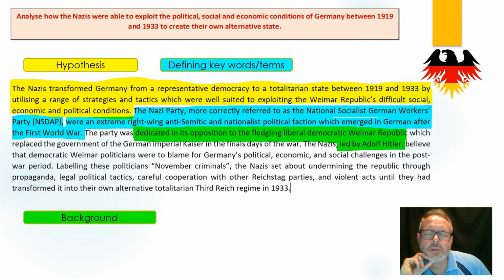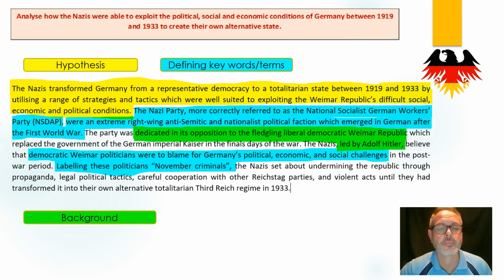Now, there's a few bits in here where I could argue background information is used, and sometimes you might even argue that parts of the definitions are background information. But here, you can see, this idea of it being a fledgling liberal democratic Weimar Republic isn't really defining Weimar, but it is giving us some further background as to what kind of government it was. I'm saying that the Nazis were led by Hitler. It's not defining the Nazis, but we're using some additional background information to help make our ideas clear.